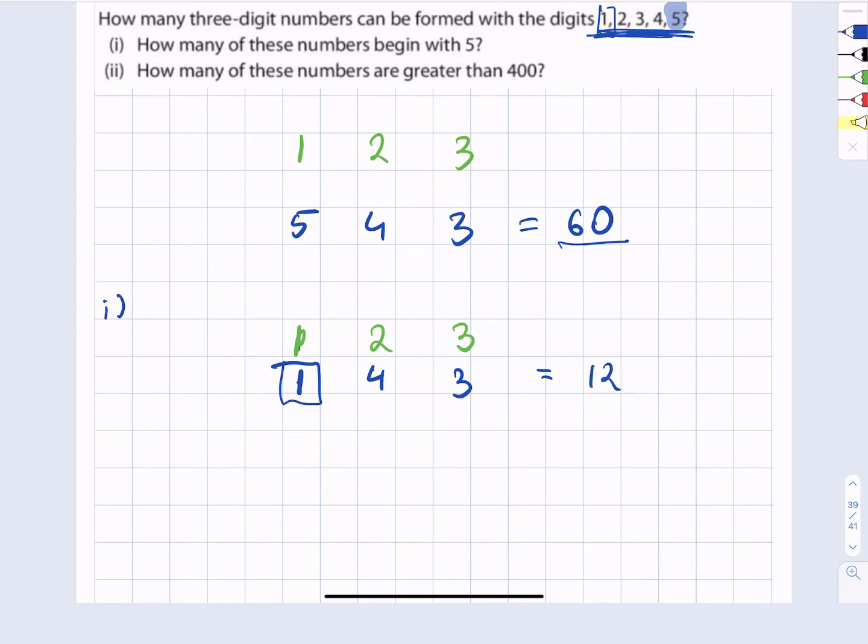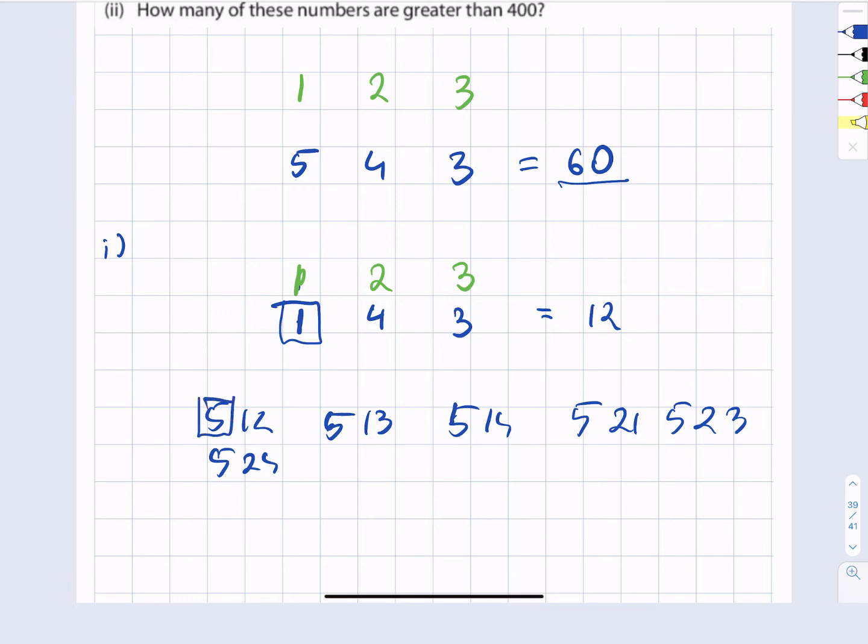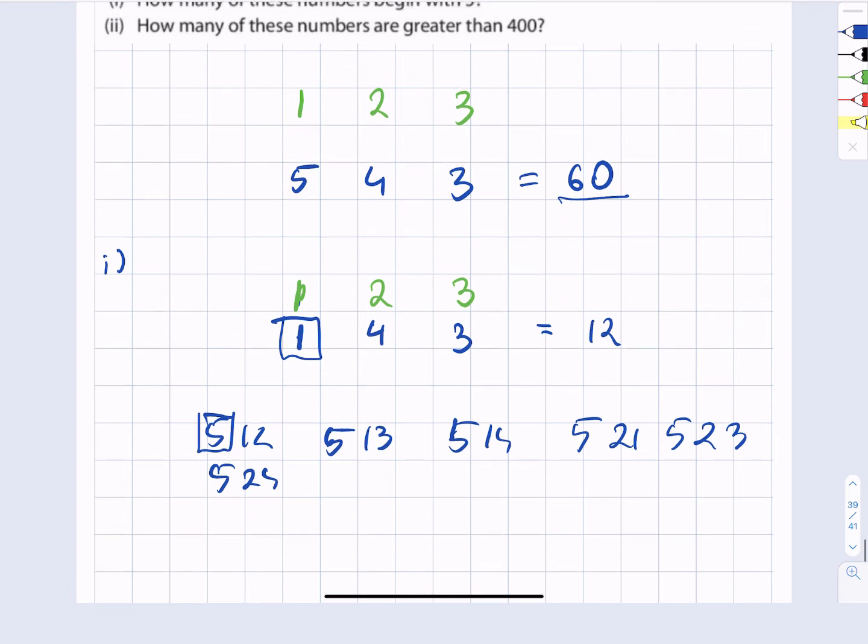A couple of examples of those numbers would be 512, 513, 514, then 521, 523, 524, and so on and so forth. You'd get 12 of them. And note, every time, 5 in the beginning. That's what the question is asking me to do. 5 in the beginning, and then I'm just selecting out of the bag for space number 2 and space number 3.